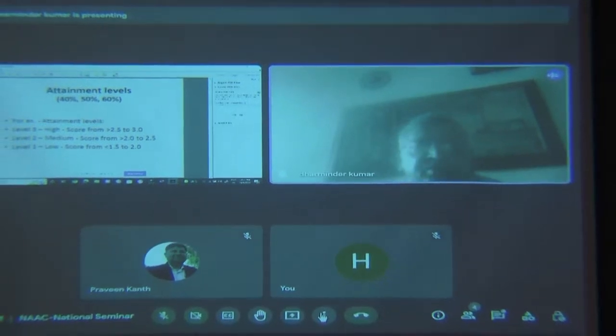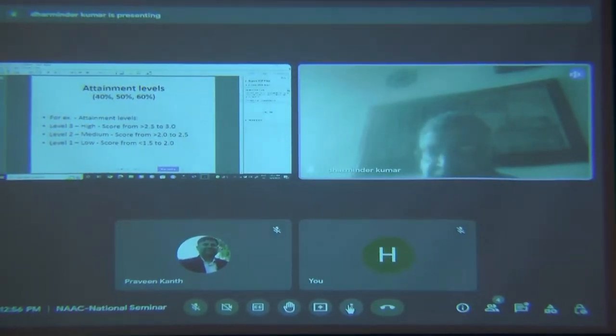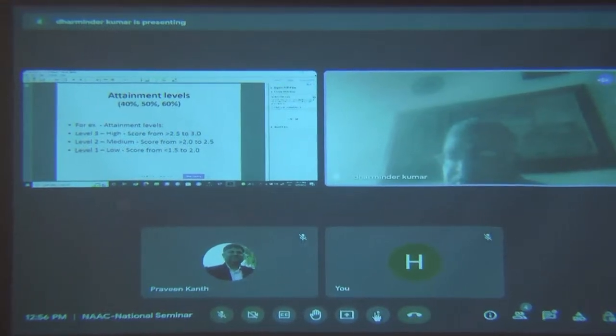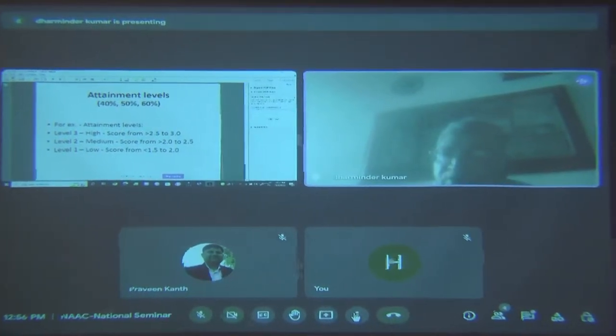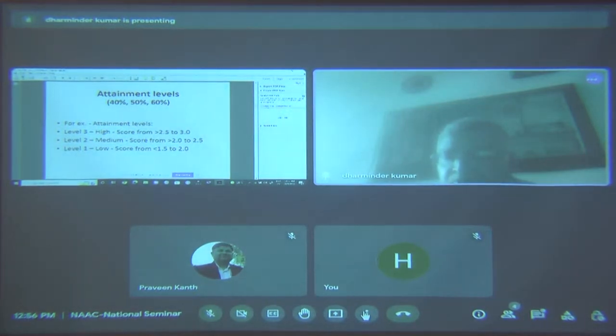Again, whenever you say that we are attaining the various targets, you have to define the targets. For example, if a score is between 2.5 and 3, you can say level 3. If between 2.0 and 2.5, level 2, and so on, and 1.5 to 2, you say level 1. Like in a class, you can categorize your students in these three levels. Let us say any student who scores less than 50% marks, say level 1, between 50 to 70, level 2, and 70 and above, level 3. So this is up to you. Normally, national bodies categorize these levels as 1, 2 or 3, meaning 1 is low, 2 is moderate, 3 is high.